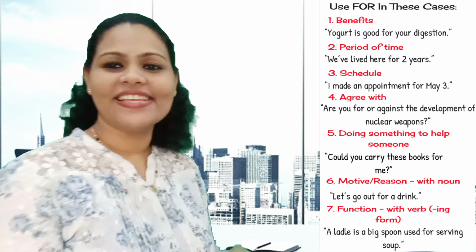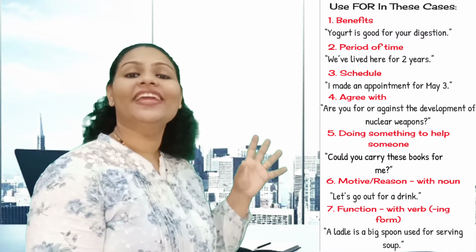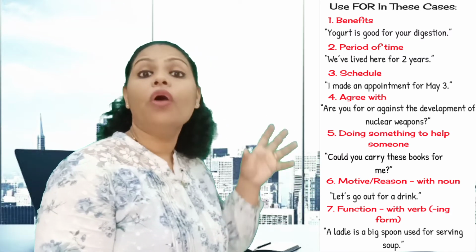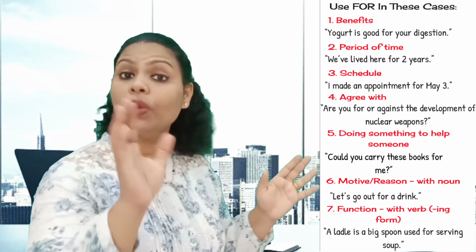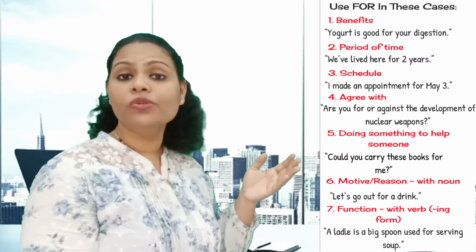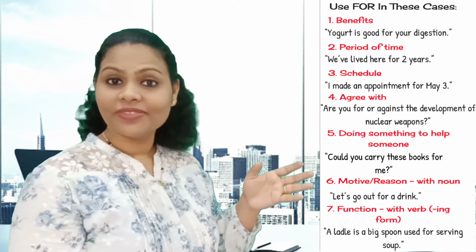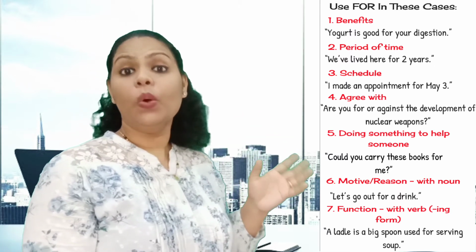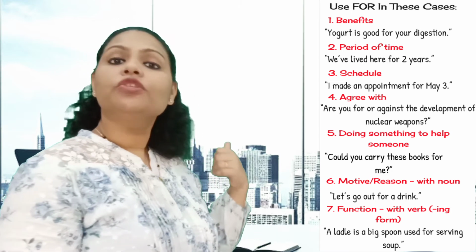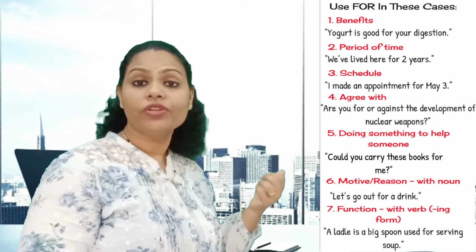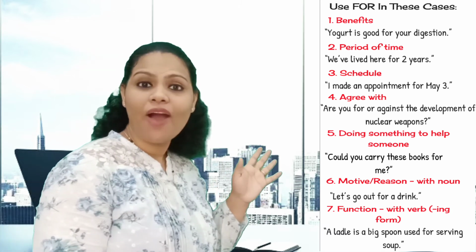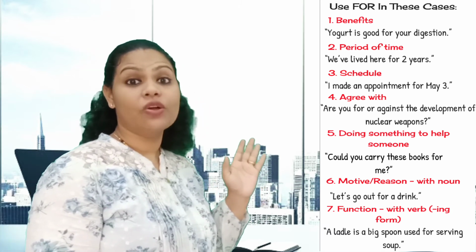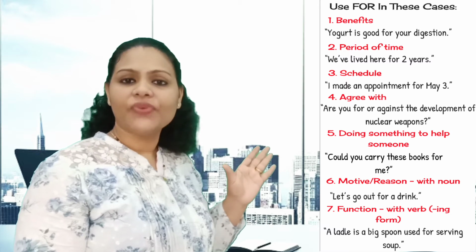Now let's see the next case. You can use this in case of motive or reason but with noun. Motive or reason with noun. In to, we are using with verb, right? Motive or reason with verb. Here, for, we are using for motive or reason with noun. Let's see the example. Let's go out for a drink.